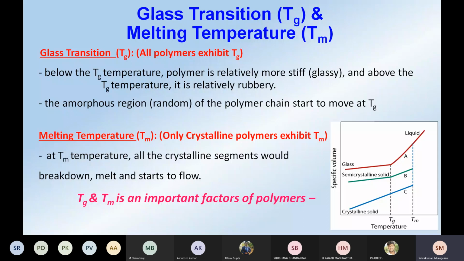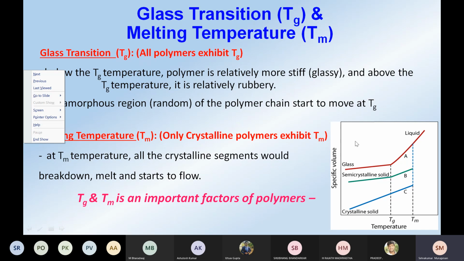Now the melting temperature. It is exhibited only in crystalline polymers. At the melting temperature, all the crystalline segments start to break down, and as a result they start to melt, and subsequently they start to flow. Of course, once it starts to flow, you can apply pressure and give some permanent shape to the melted polymer, according to the design of your product. So Tg and Tm are very important factors.